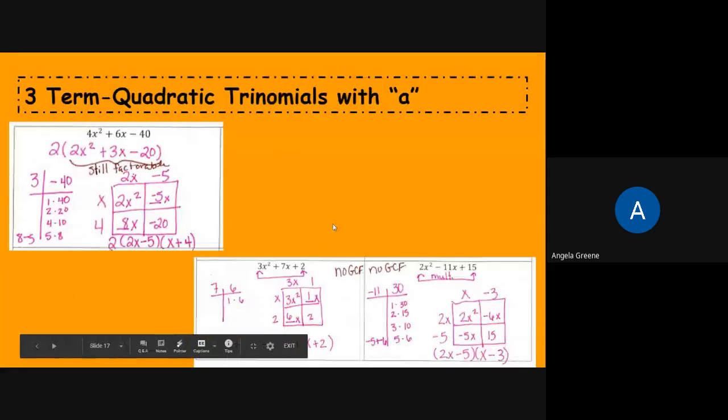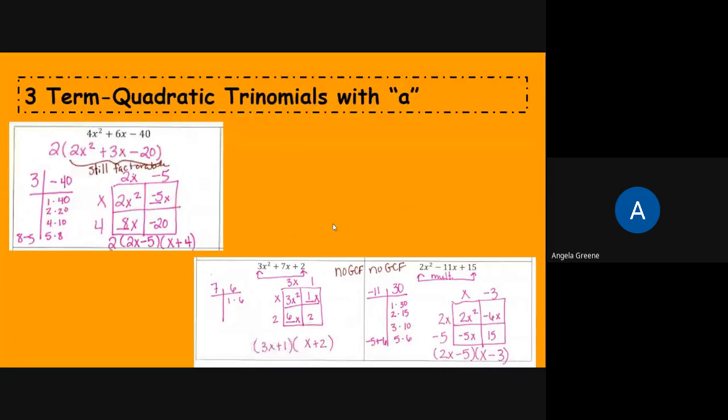So I'm going to go to my foldable. I'm going to look at the factoring quadratic trinomials, the ax squared plus bx plus c. And the first one, like I said, we factor out the 2. This is still factorable. So remember, you multiply the 2 and the negative 20. So factors of negative 40 that add to 3. And the set that works is 5 and 8. Only the 5 has to be negative.